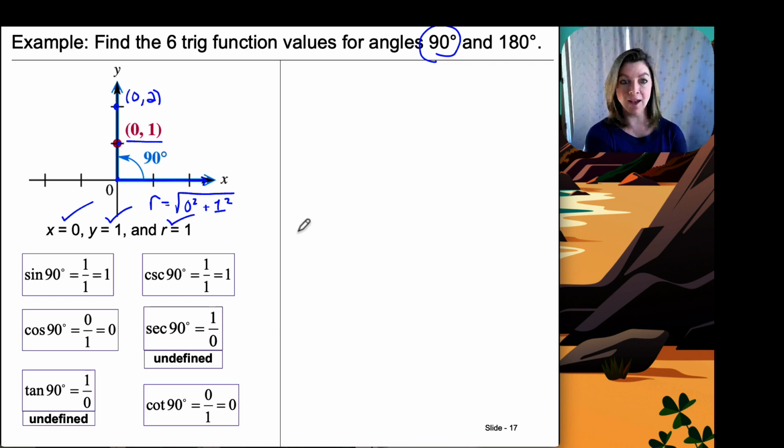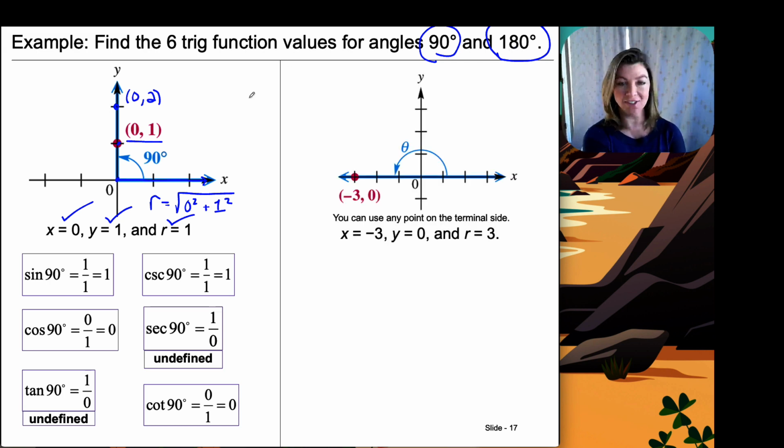Okay, let's try that again. Maybe if you feel up to it, pause the video and try to do the same thing for an angle whose measure is 180 degrees. All right, if we sketch that, it looks like this here. And to find the 6 trig function values, we just need to use any point on the terminal side.